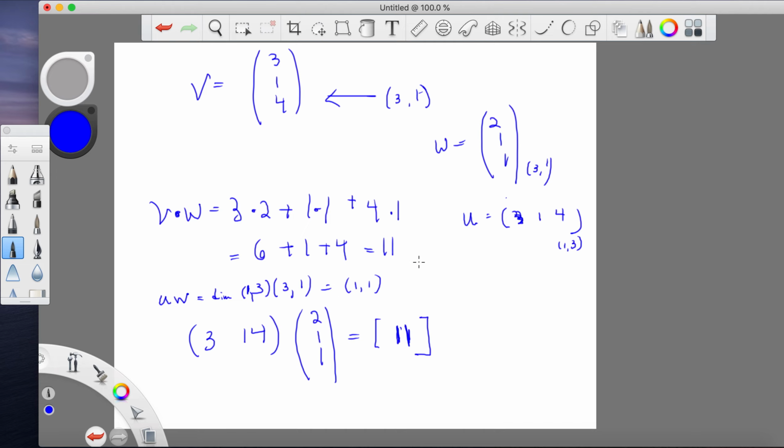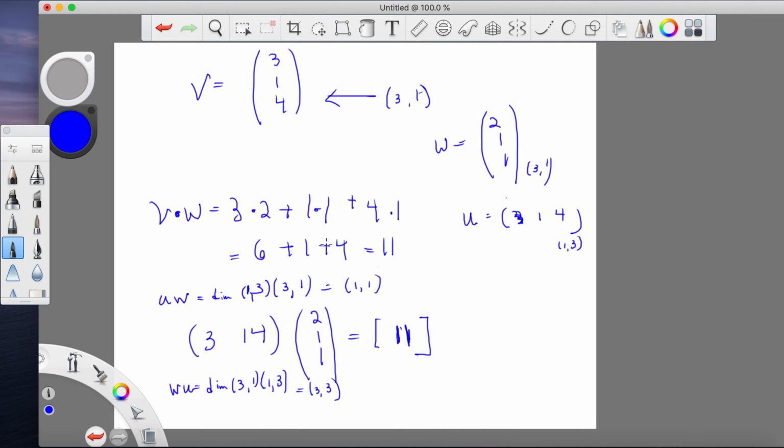Okay? However, if you instead multiply W by U, then the dimensions are going to be 3 by 1 and 1 by 3. And because the inner dimensions match, the new matrix is going to have dimension 3 by 3.